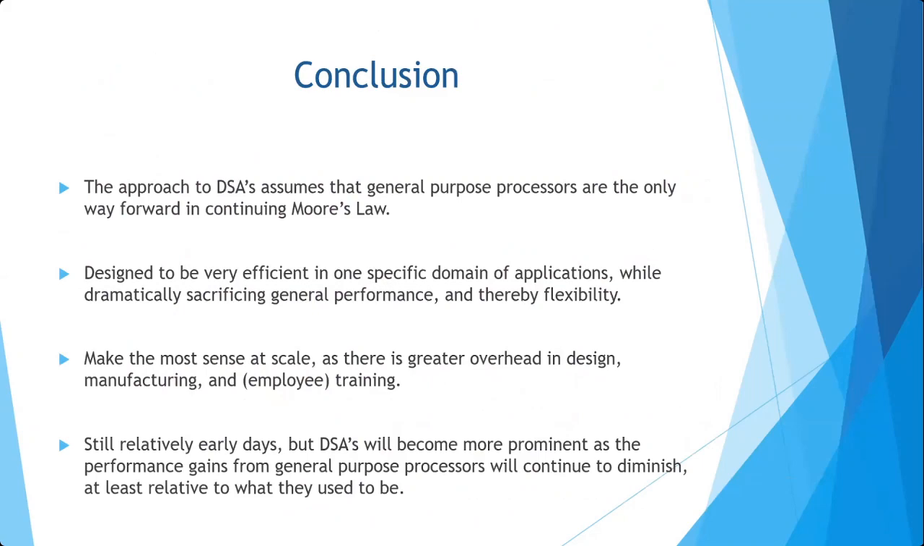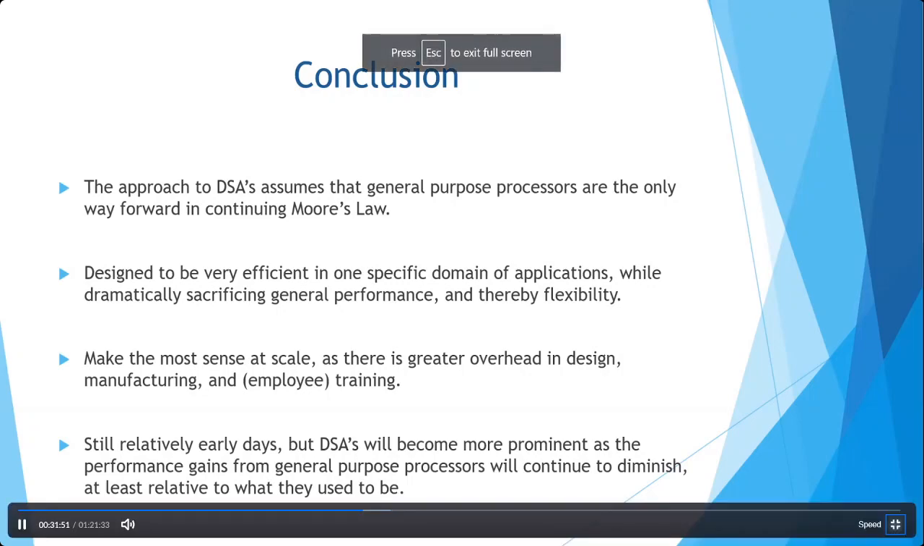And to conclude my presentation, this approach to domain-specific architectures assumes that general purpose processors are not the only way forward in continuing Moore's law. They're designed to be very efficient in one specific domain of applications while dramatically sacrificing general performance and thereby flexibility. And they make the most sense at scale, as there is greater overhead in design, manufacturing, and employee training. And it's still relatively early days, but domain-specific architectures will become more prominent as the performance gains from general purpose processors will continue to diminish, at least relative to what they used to be.